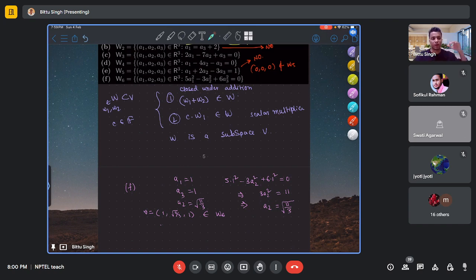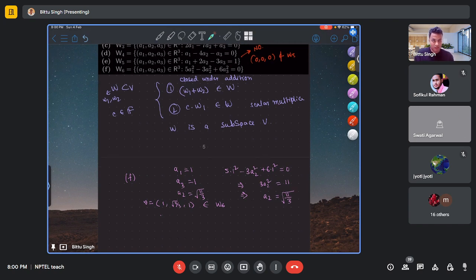Sometimes we cannot see the structure. That's why you need to prove that there exists an element for which this is not working. That's why I have chosen an element. So you need to choose another element.